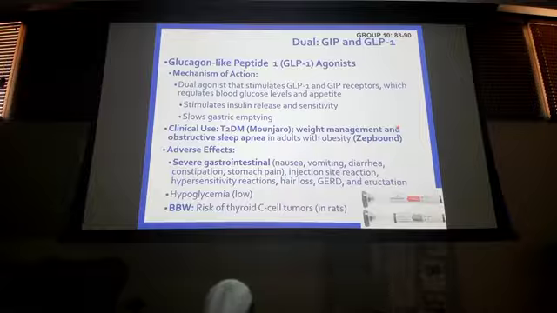Alright, so now coming up we have our dual action GIP and GLP-1s. I'm gonna lead with a really good quote here from one Alex Jones.